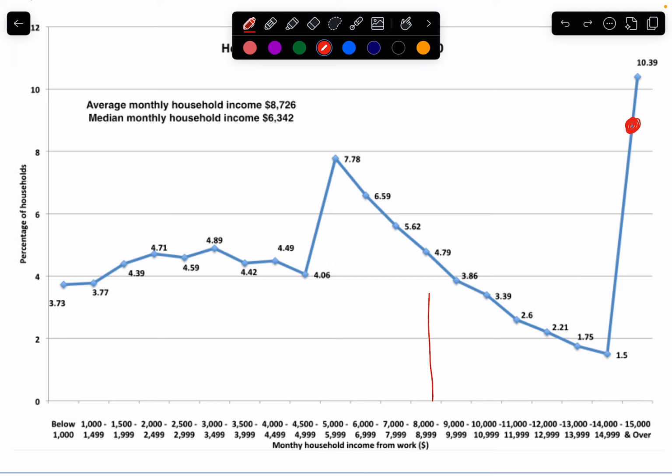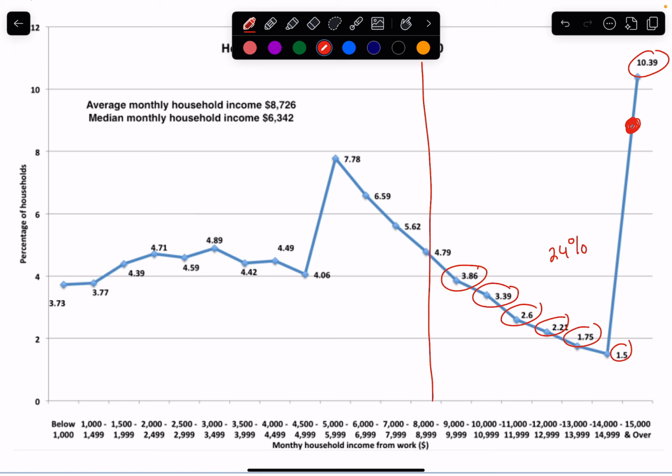So here's $8,700. You've got 3% of people that are making more than that. 3%, 2%, 2%, 1%, 1%, 10%. So if I add those together, that's what? 10, 14, 17, 19, 21, 22, 23, 24. So about 24% of people are making more than $8,700 every month. But 76% of people are making less than that.